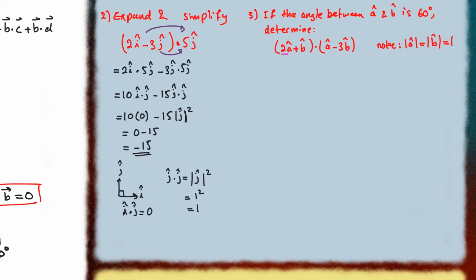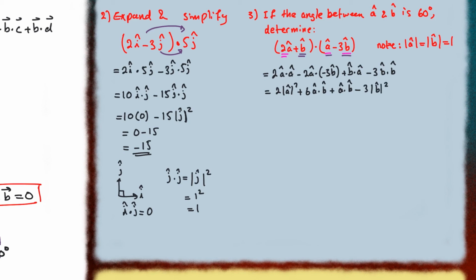We're going to start applying the binomial expansion. We got 2a dot a minus 2a dot 3b. And we're going to add that to b dot a minus b dot 3b. If we put that together, we get 2 times magnitude of a squared plus 6a dot b plus a dot b minus 3 magnitude of b squared. Since the magnitude of a is 1, we get 2 times 1 squared plus, combining the two there, 7a dot b minus 3 times 1 squared.